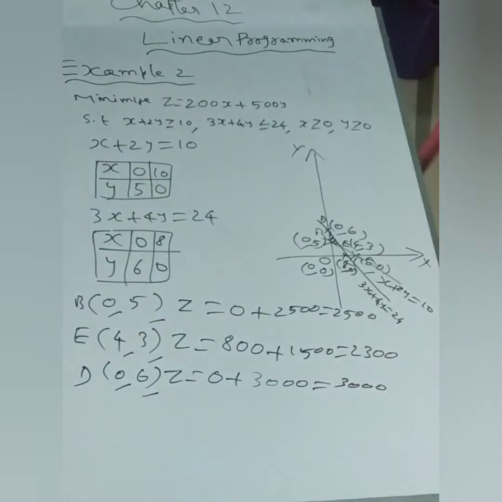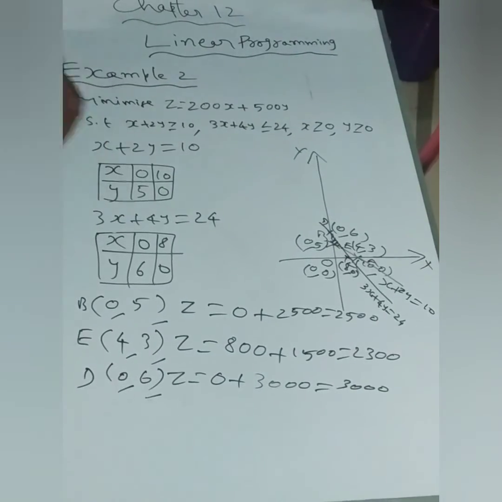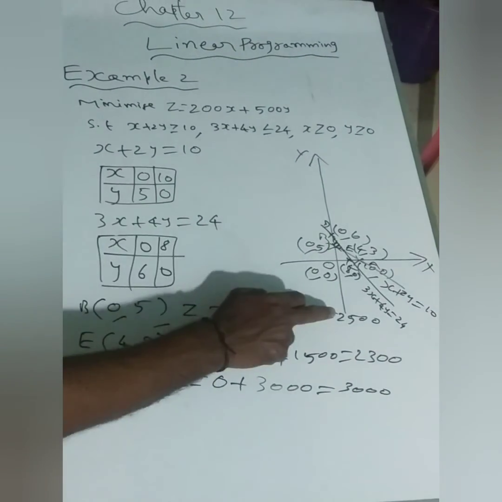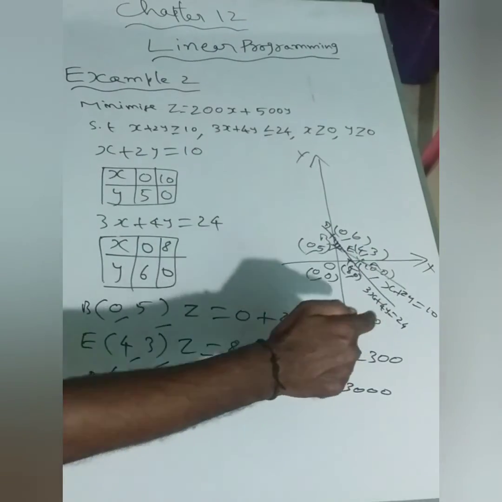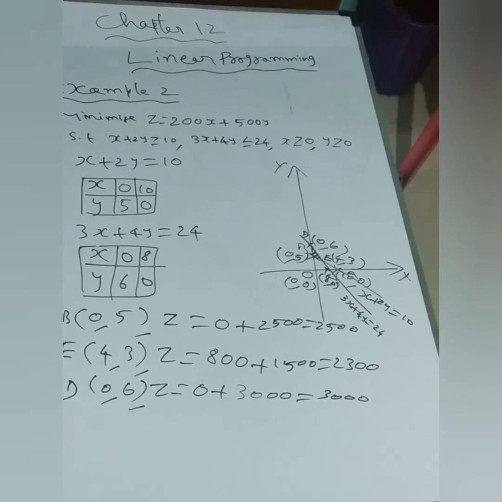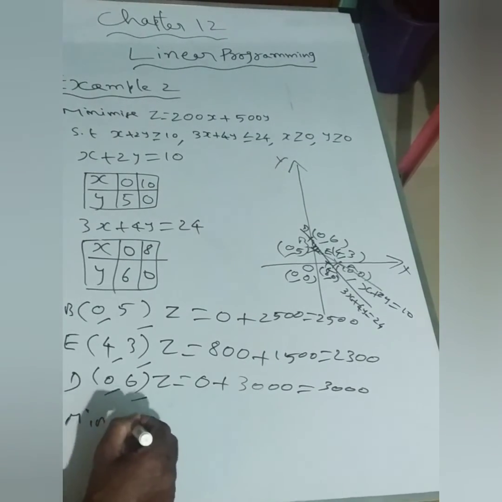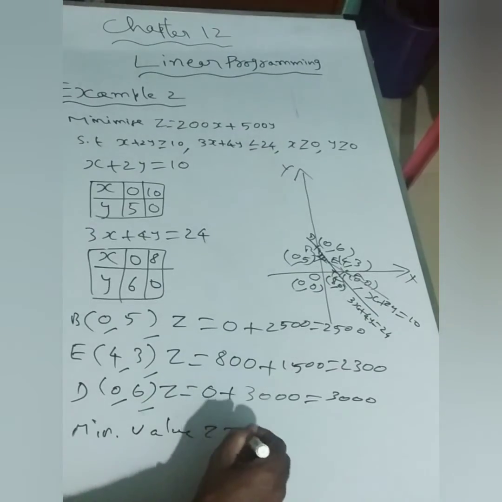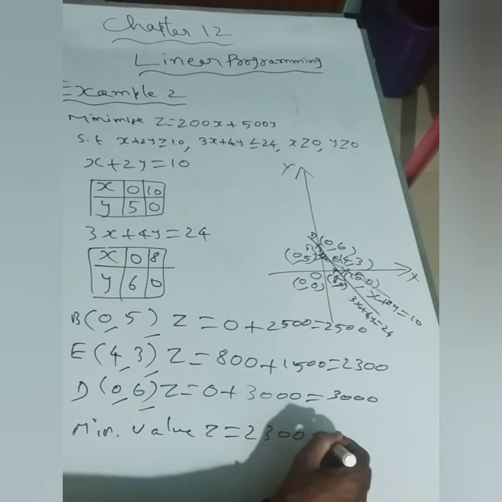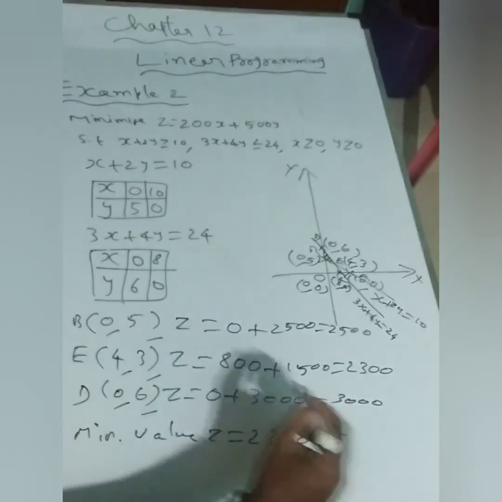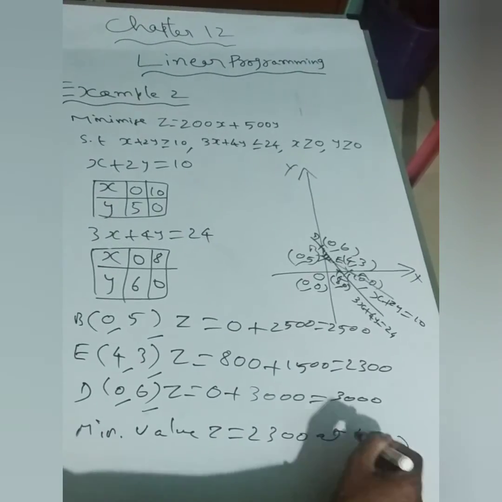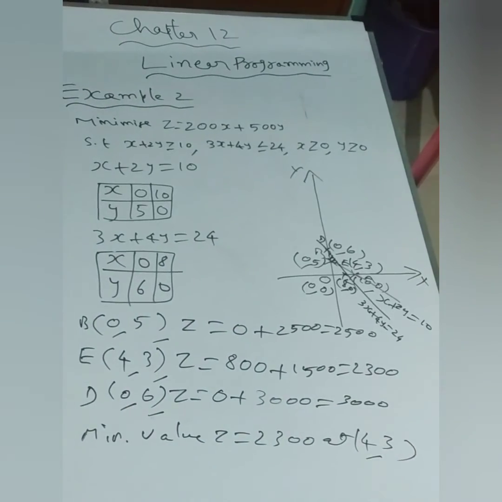If you look at these three values, the problem is to minimize. Here we have to say which is the minimum value, 2300. So just mark this. The minimum value is Z equal to 2300, at the point where x is 4 and y is 3. I hope you understood.